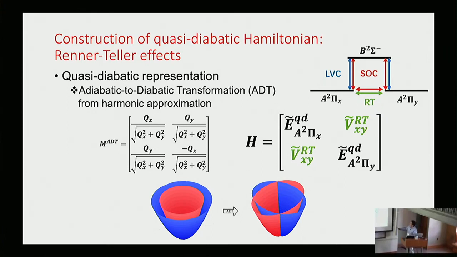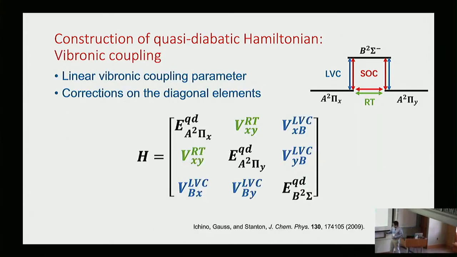This gives us an off-diagonal Renner-Teller matrix element. Then that gives us the A state. Now we add the B state. The coupling between A and B without spin is the linear vibronic coupling. They go in this block.